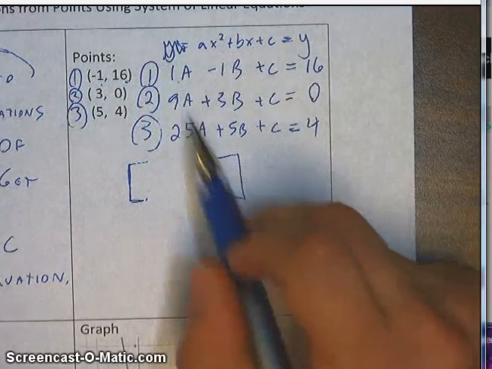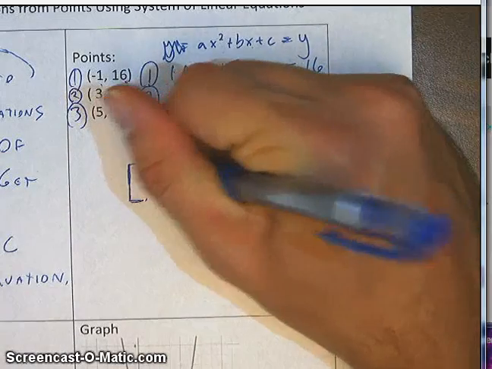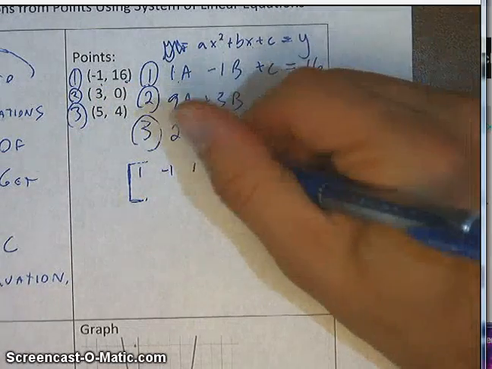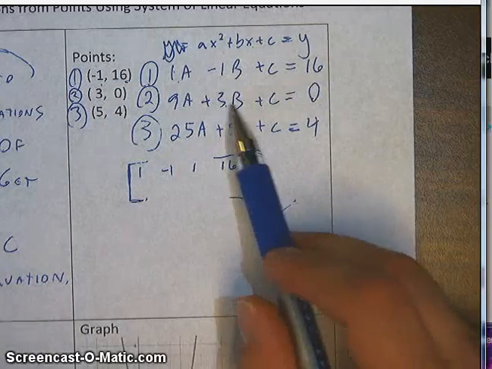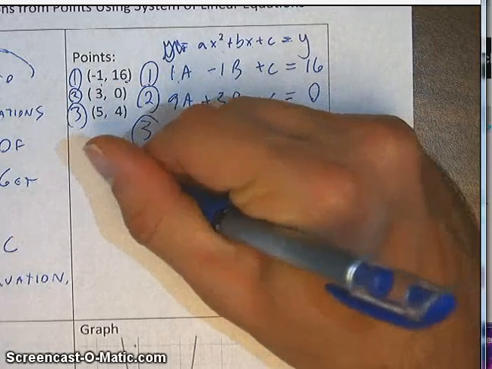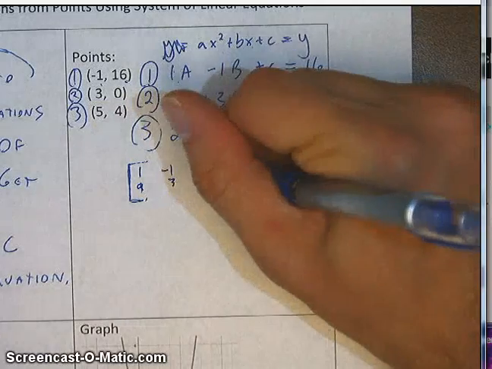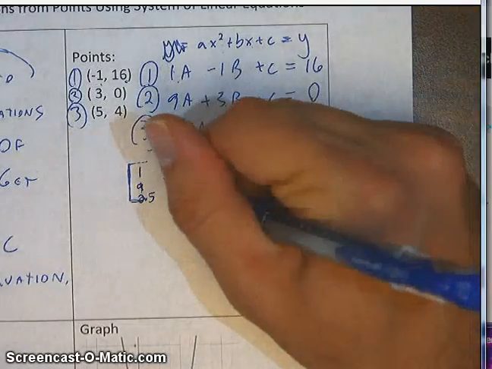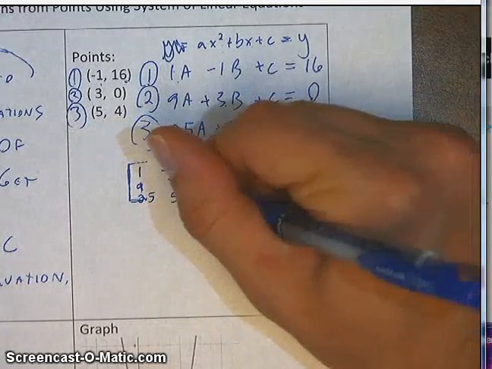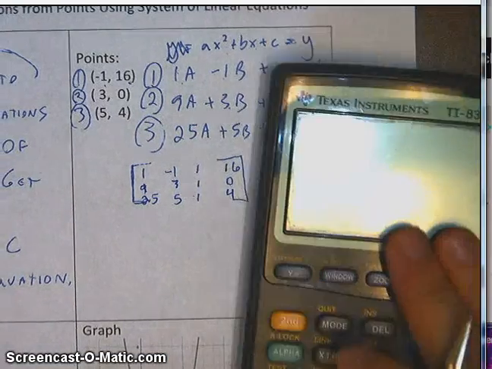And that matrix is going to be 1, negative 1, 1. And then after the equal sign is a 16. And the second equation is 9, 3, 1. After the equal sign is a 0. And then our third equation is 25, 5, 1. After the equal sign is a 4. So I'm going to go over to my calculator now.